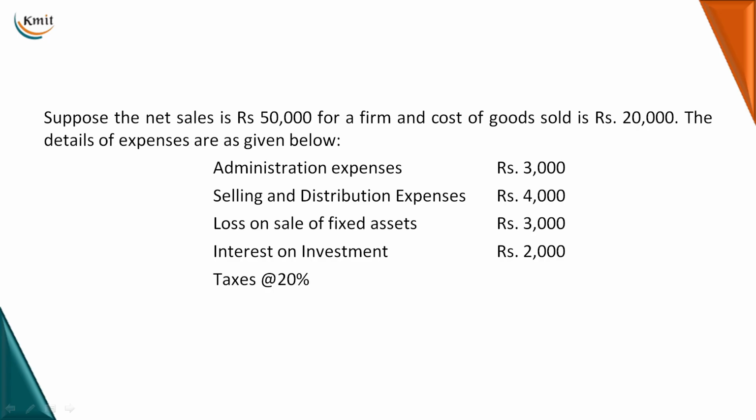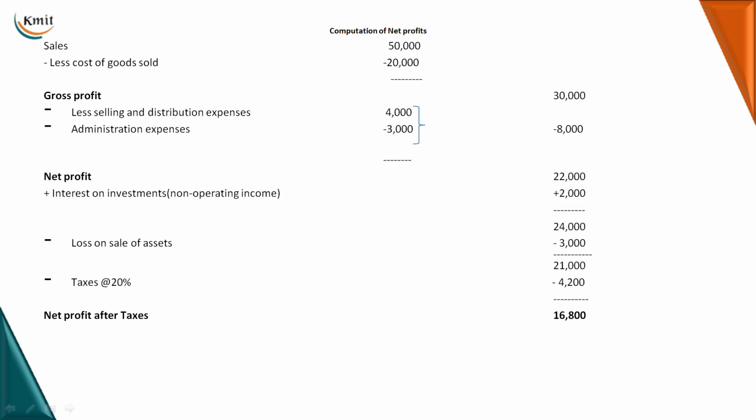So net profit ratio is equal to net profit after taxes divided by net sales into 100. There's a small data set provided for you with a few items in it. Suppose the net sales of the firm is 50,000 and the cost of the goods sold is rupees 20,000. The details of expenses are given below. The administrative expenses is an operating expense. Selling and distribution expenses is an operating expense. Loss on sale of fixed assets is a non-operating expense. Interest on investments is another item, and tax at 20% is given to you.